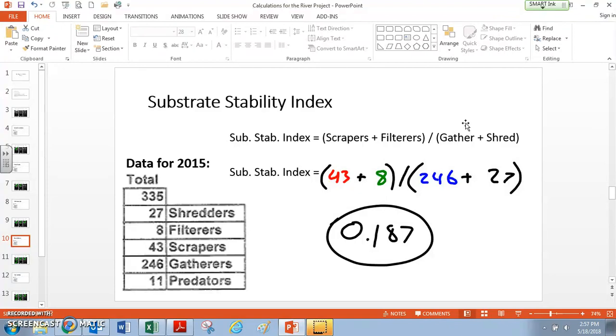Again, if you're wondering where I got these numbers from, well, 43 is just my scrapers from down here. 8 is my filterers from down here. I'm just using what the table gave me. So in 2015, this is simply the data that I have.